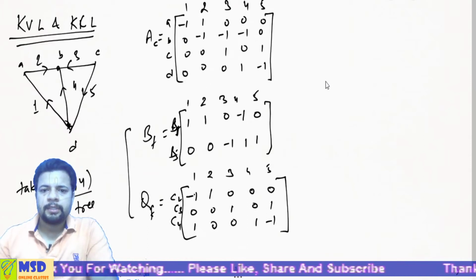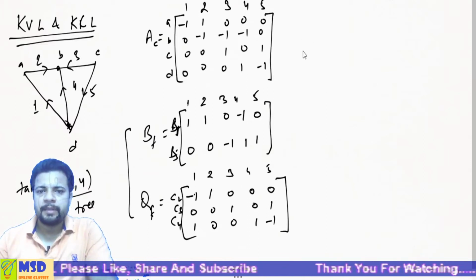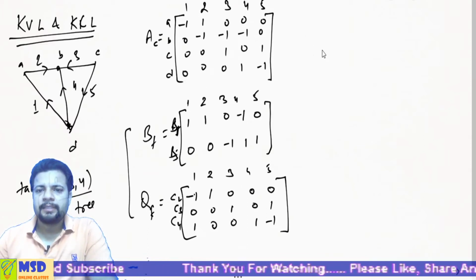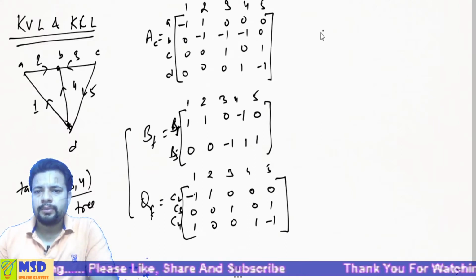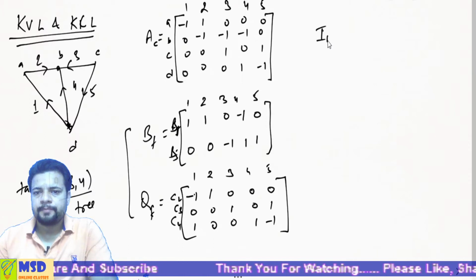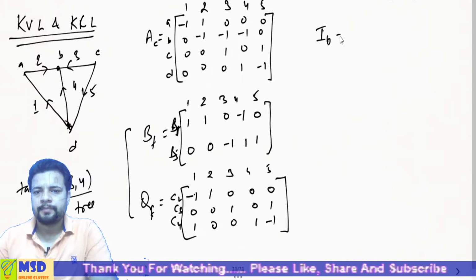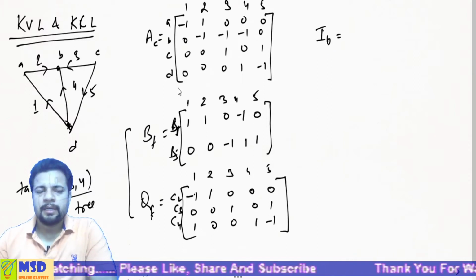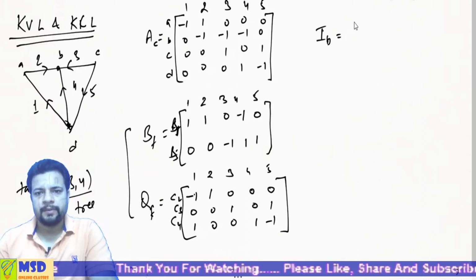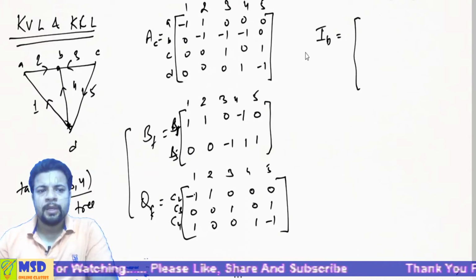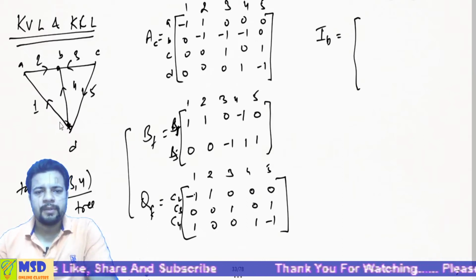I hope everyone has developed these matrices. Now let us just start one thing. Let me introduce a branch current vector. Now IB here is the currents that are flowing in various branches in your actual network. Okay. So there are 5 branches in the network.